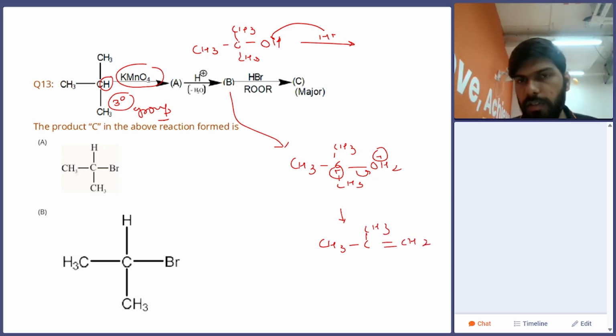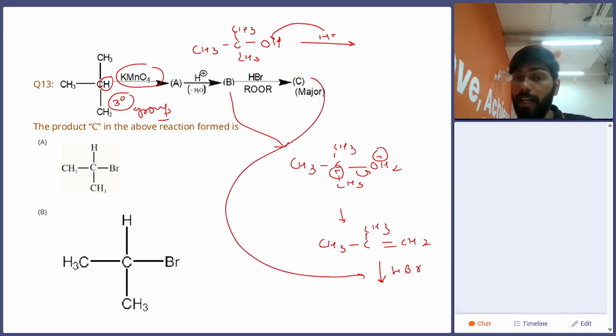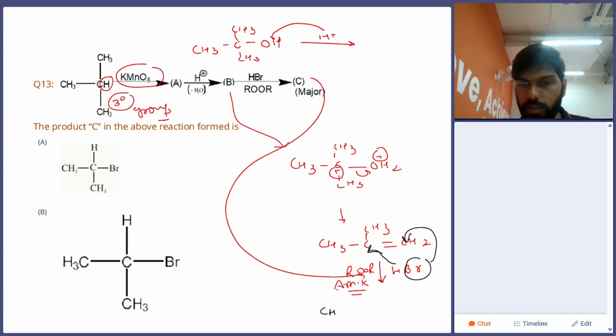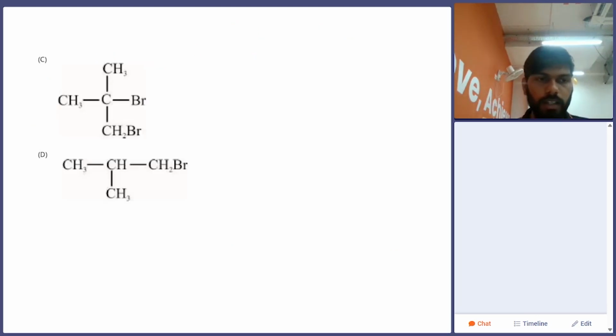So we get CH3 double bond CH2. Now for part C, that is HBr in the presence of organic peroxide, R-O-O-R, so we will apply the anti-Markovnikov rule. The anti-Markovnikov rule says that Br goes to the carbon that has the greater number of hydrogens. So we will get the product CH3 C CH3 CH2 Br. So option A and B are incorrect, C is incorrect, option D is correct. So the right answer is option D.